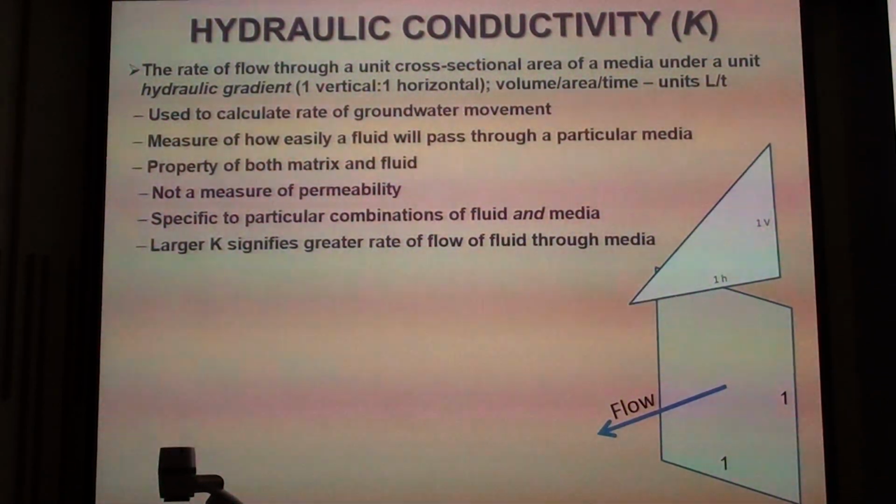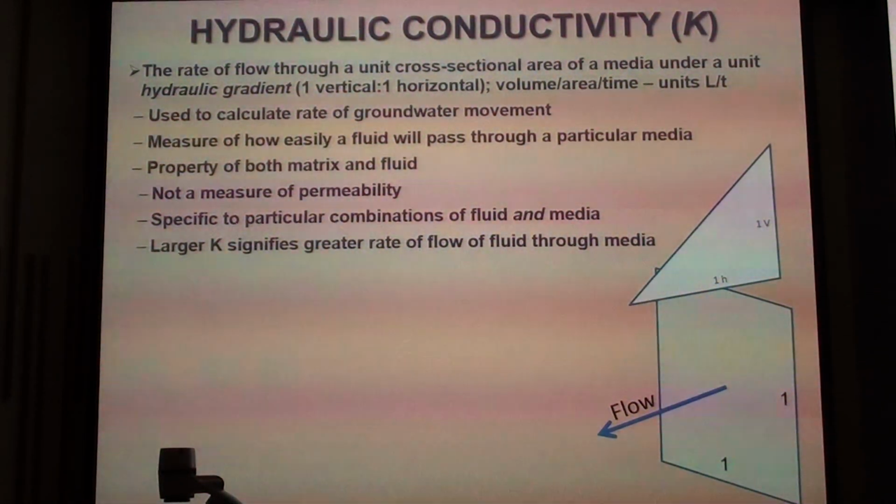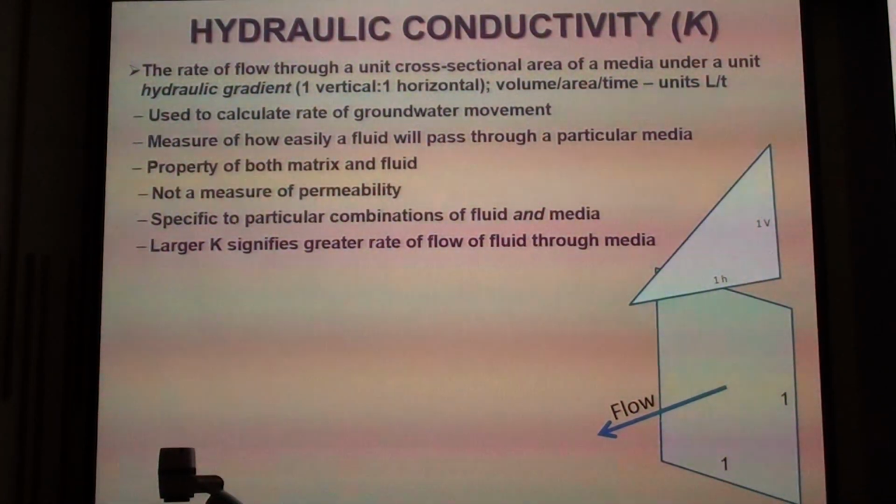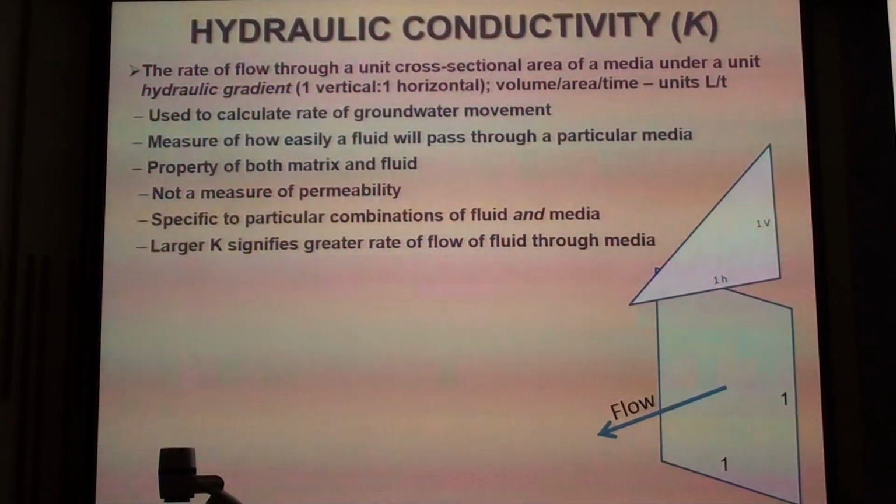Large K is good if you're looking to get water out of the ground. Large K is good. It will flow through the media really well, and you should be able to extract it in decent amounts that will recharge the well, as long as there's still water to do that.